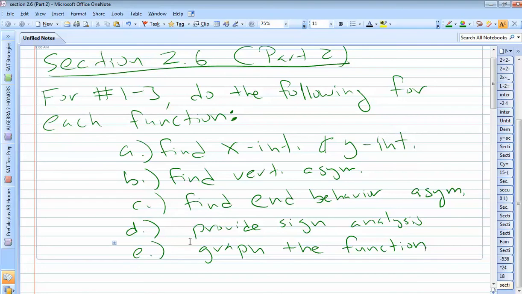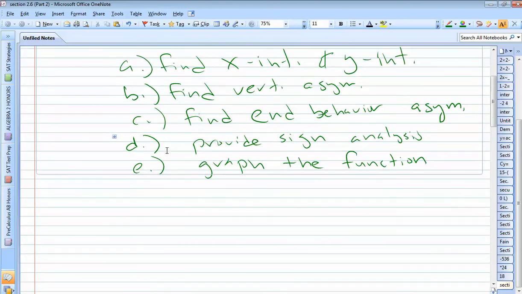Anyway, so we're doing 3 problems here. For each function, we're going to find X and Y-intercepts, find the asymptotes, vertical and end behavior asymptotes. We're going to do a sign analysis so we know whether the graph should be above the x-axis or below the x-axis. And of course, we're going to take all the information and generate the graph. So these are the 5 things we're going to be asked to do for each function. So we'll start with number 1.